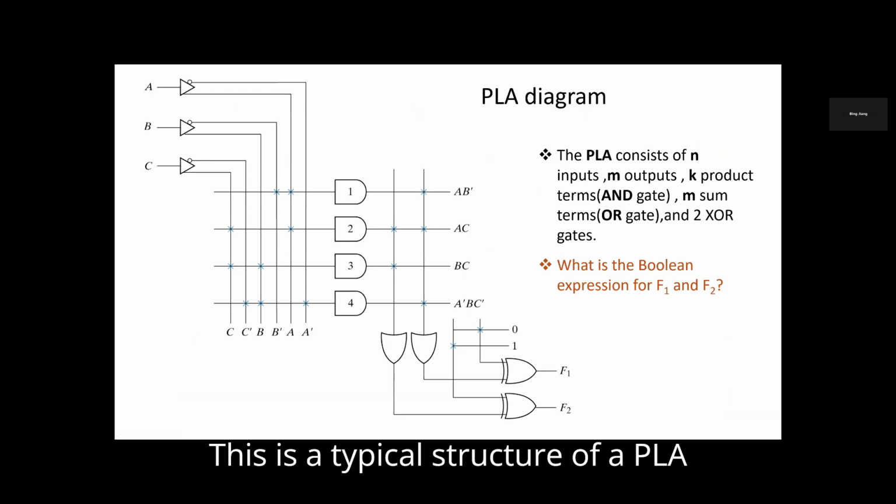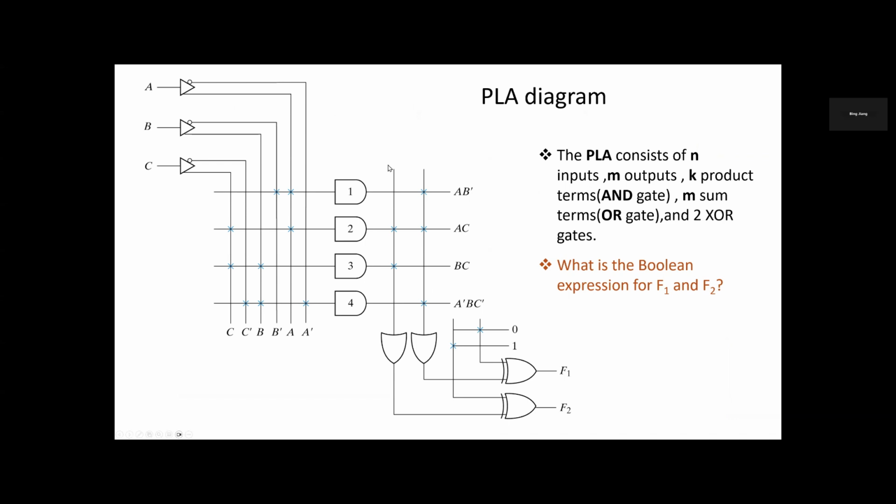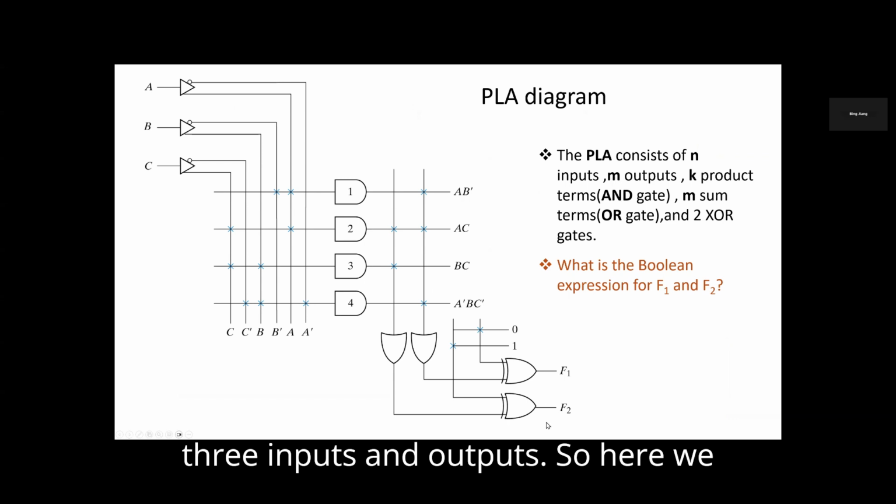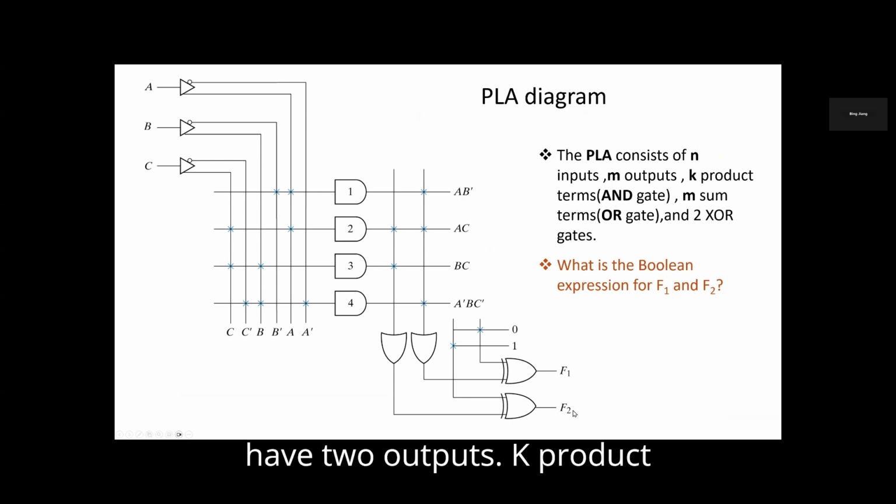This is a typical structure of a PLA diagram. It has inputs, so in this case, it has three inputs and two outputs. K product terms means K AND gates. So here we have four AND gates, and sum terms, so I have two OR gates. And also I have two XOR gates.